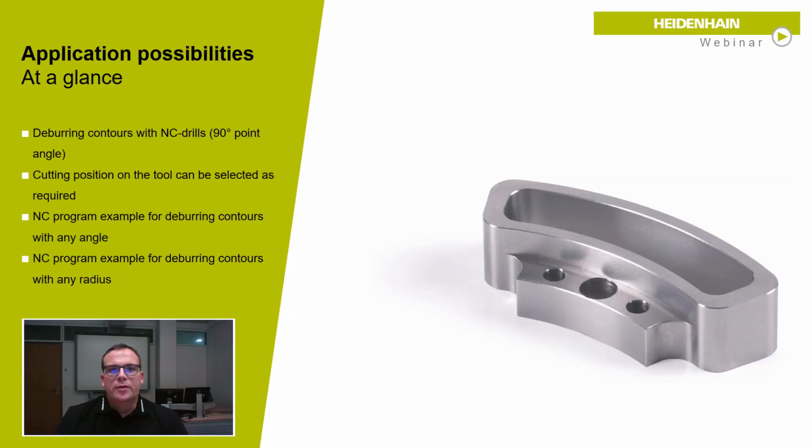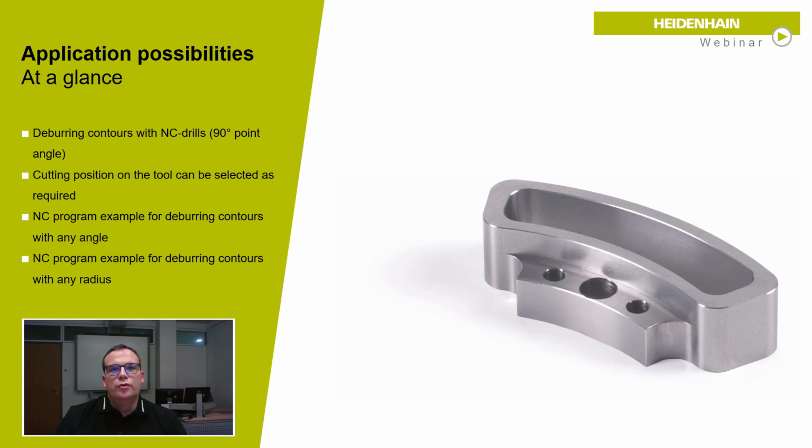So, an overview about the possible applications. I think the most common application is easy chamfering with a spot drill tool with a 90 degrees angle. When we have a 45 degrees chamfer on the workpiece, we can use our normal spot drill tool, and we can also use our normal milling cycles, so the normal NC program for the later chamfering process.